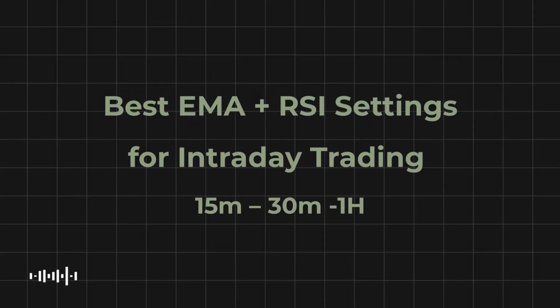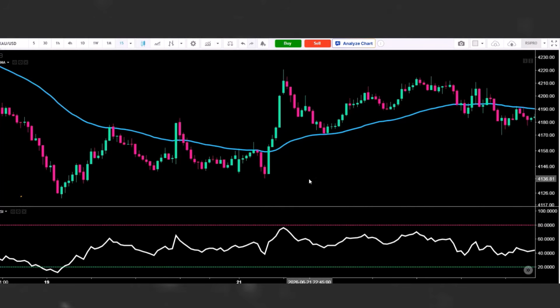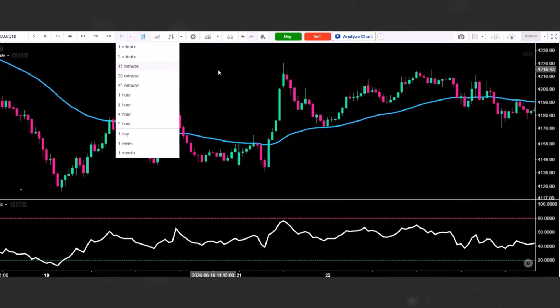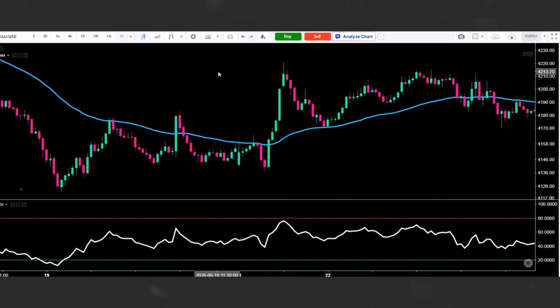Best EMA and RSI settings for intraday trading: 15-minute, 30-minute, and 1-hour charts. Now let's move to a different style, intraday trading. This is for traders who use the 15-minute, 30-minute, and 1-hour charts. In scalping, we'll look for quick moves, but in intraday trading, we'll look for real trends.